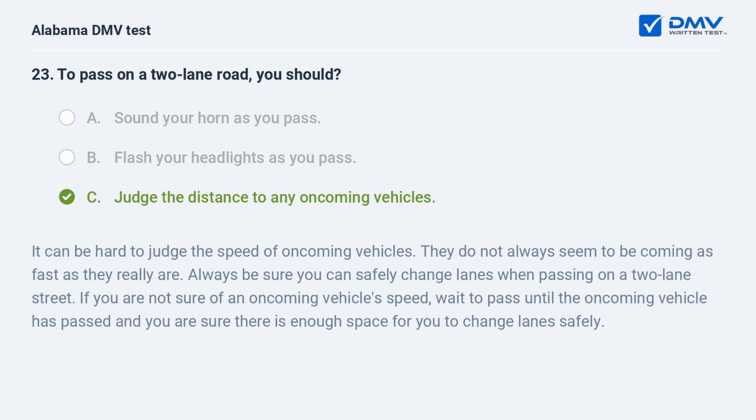It can be hard to judge the speed of oncoming vehicles. They do not always seem to be coming as fast as they really are. Always be sure you can safely change lanes when passing on a two-lane street. If you are not sure of an oncoming vehicle's speed, wait to pass until the oncoming vehicle has passed, and you are sure there is enough space for you to change lanes safely.